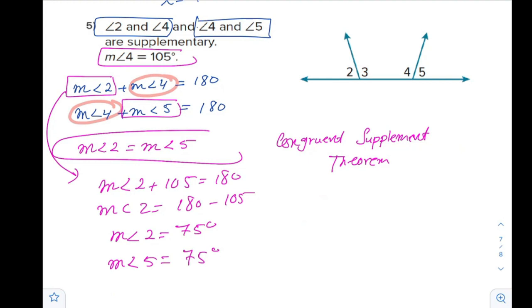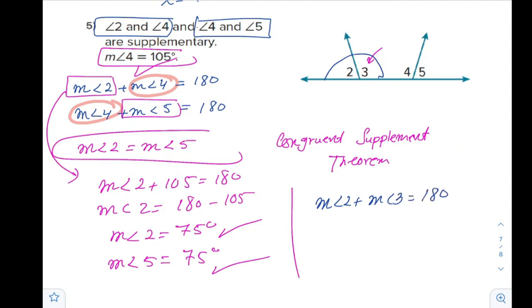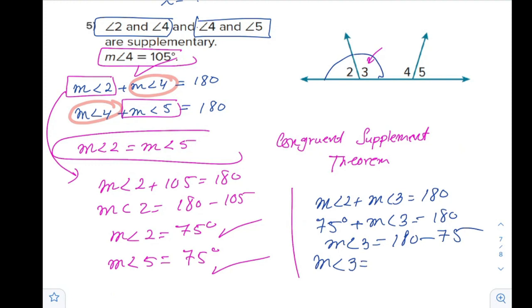What's left now? So we have angle 2 done, angle 5 done, angle 4 done. We want angle 3. How can we find angle 3? As you know that 2 and 3 are supplementary. So measure of angle 2 plus measure of angle 3 is equal to 180 degrees. We know the measure of angle 2, which is 75. I'm substituting. So measure of angle 3 is 180 minus 75, which is 105. Done. It is very easy also.